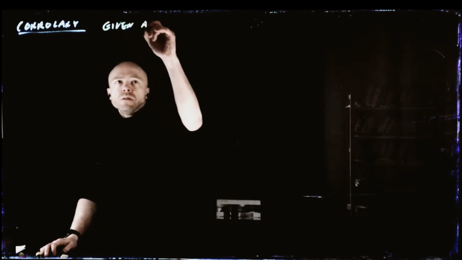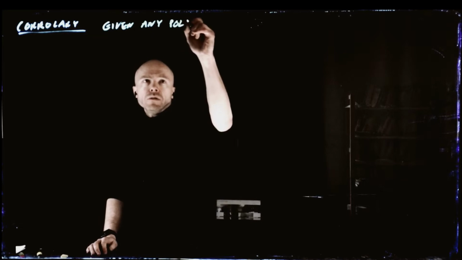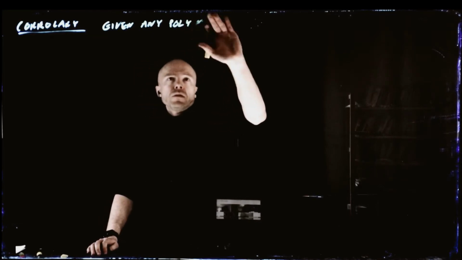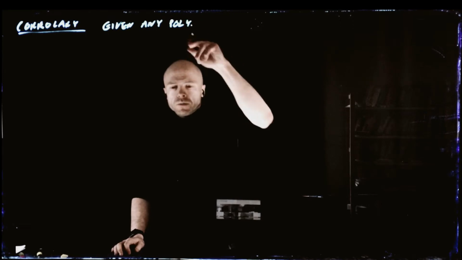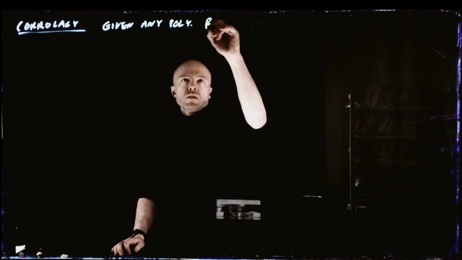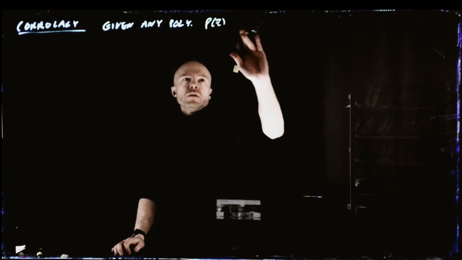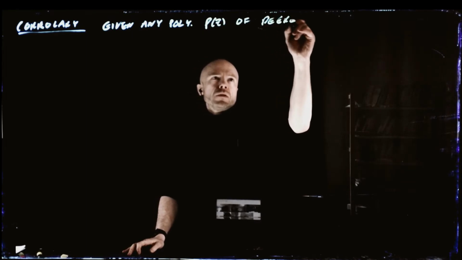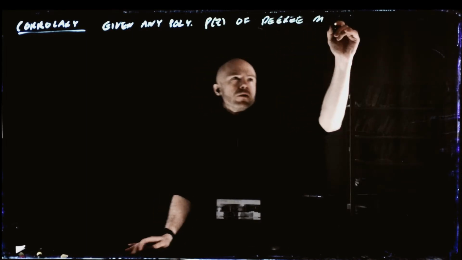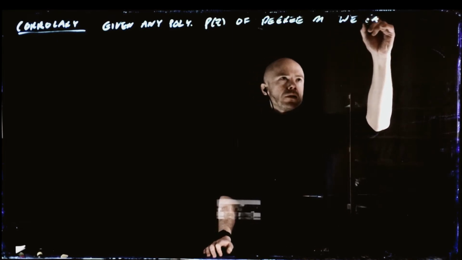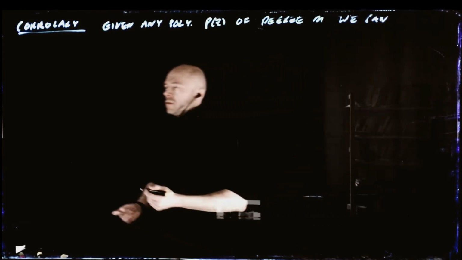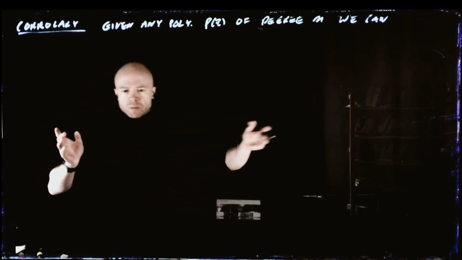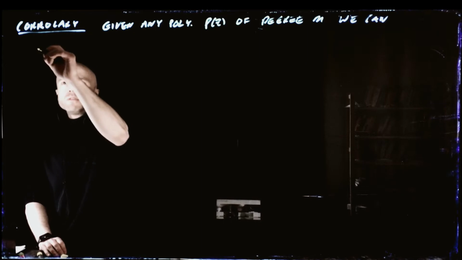All right, so next corollary. Given any polynomial, any polynomial p of z of degree n, we can factor it. We can find n roots counting multiplicity, which is the same as saying we can factor it. So we can factor it like this.